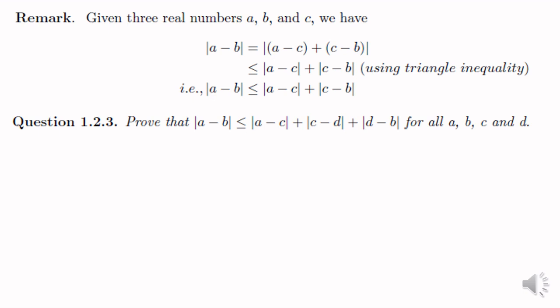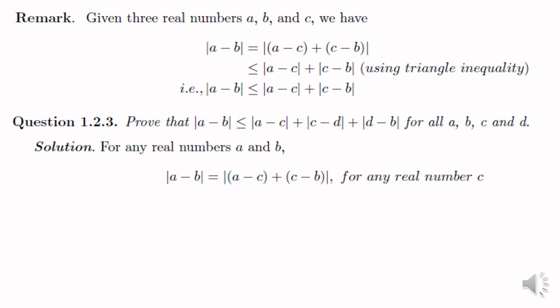Now we start with modulus of a minus b on the left side. So modulus of a minus b is equal to, as before, we'll write it as modulus of a minus c plus c minus b. And using the triangle inequality, this will be less than or equal to modulus a minus c plus modulus of c minus b.